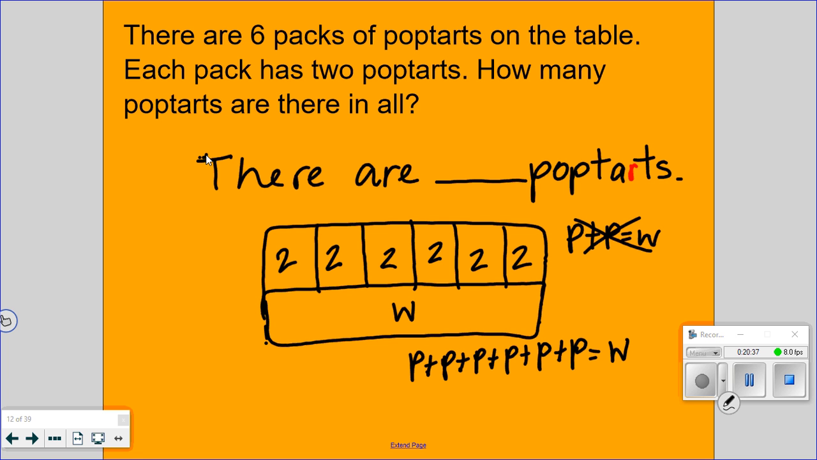What is that equation? Go for it, Ava. 2 plus 2 plus 2 plus 2 plus 2 plus 2. Keep going. You got it. Give her some time to think. She's going to get it.